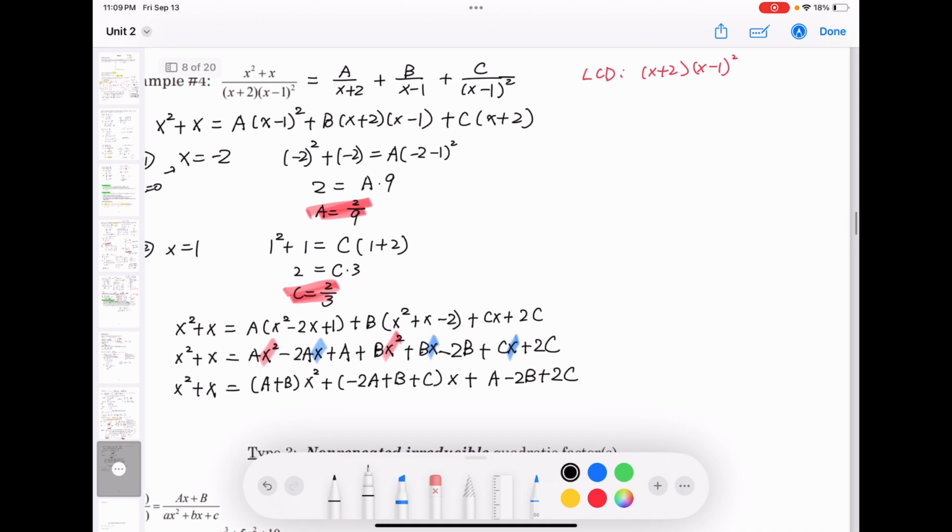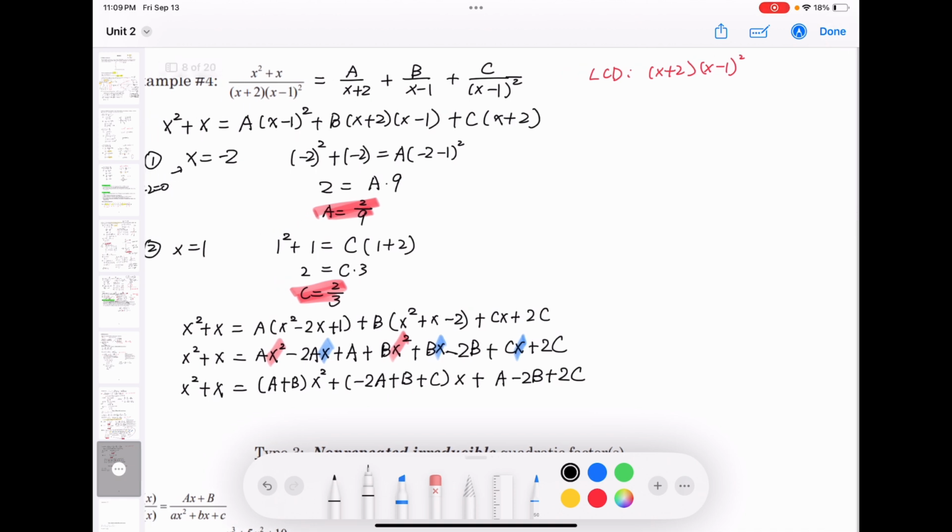We can list some equations. For example, a plus b is equal to 1, because the coefficient in front of x squared is 1. And the rest of them are equal to 0 because I don't have a constant term on our left-hand side. We are looking for b, so I think listing only the first equation is enough. So we can list that a plus b is equal to 1.